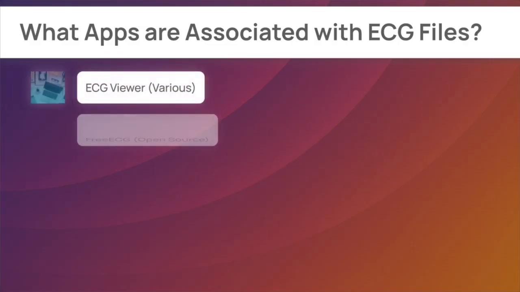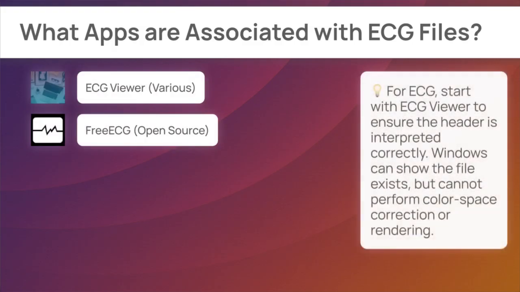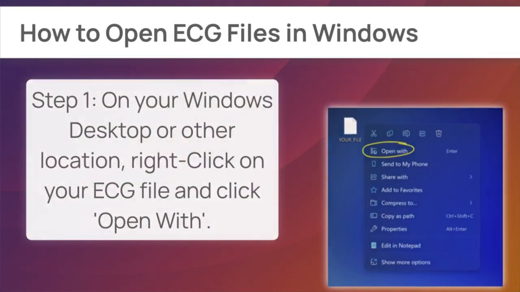For ECG, the safest first choice is ECG Viewer. Windows can show the file exists, but cannot perform color space correction or rendering. Windows can preview limited elements, but meaningful analysis relies on the software that produced the file. We're testing the system's ability to interpret the file's data block.